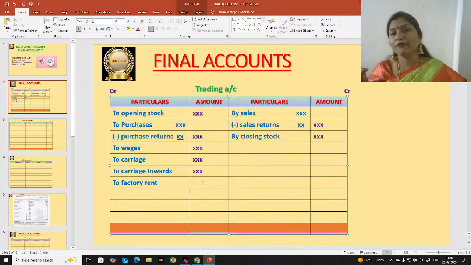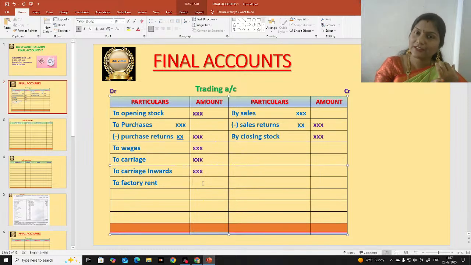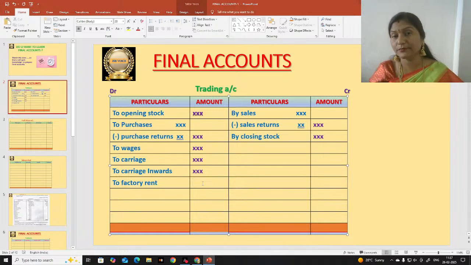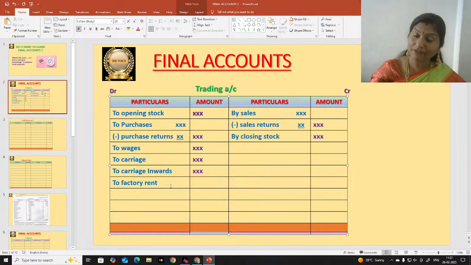Any item related to the factory, if they give in the question factory rent, factory expenses, factory supervisor salary, all will appear here in the trading account debit side only. Factory related items always appear on the trading account debit side. Hope this is clear. Everyone try to remember that point. So factory rent, not only factory rent, factory expenses, factory supervisor salary, factory manager salary, all will appear here. If you see the word factory, immediately you record it on the trading account debit side. Okay, so let me take the next one.